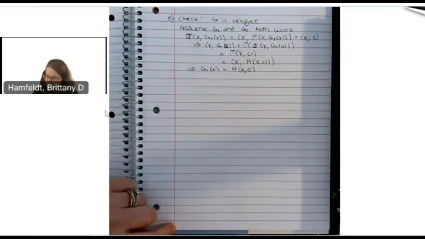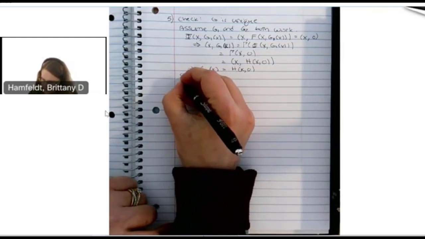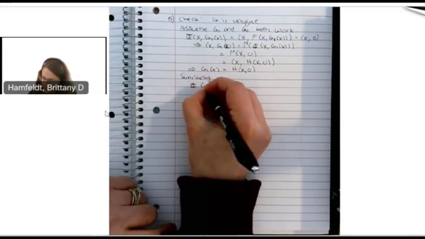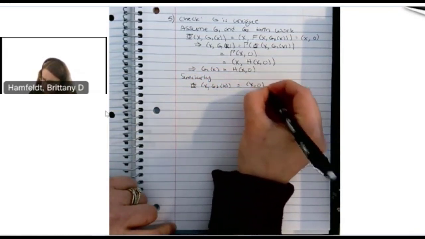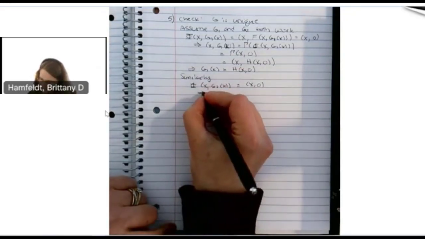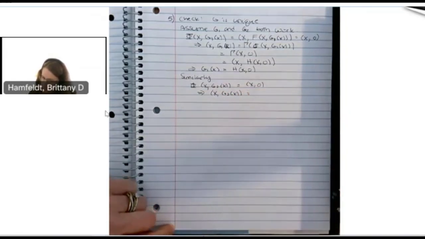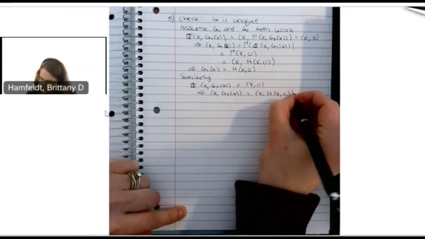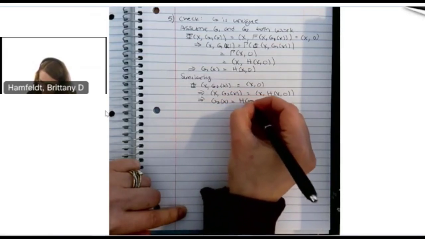And now we make the same argument with G2. So we say similarly, phi of x and G2 of x is going to be x, 0. And then we apply the inverse function, and we say that means that x and G2 of x is equal to x and h of x, 0. So once again, G2 of x is h of x, 0.